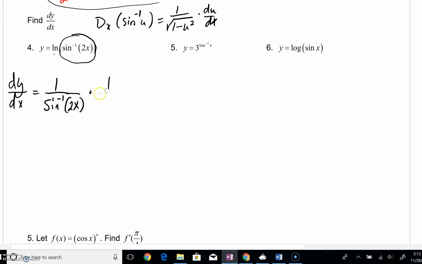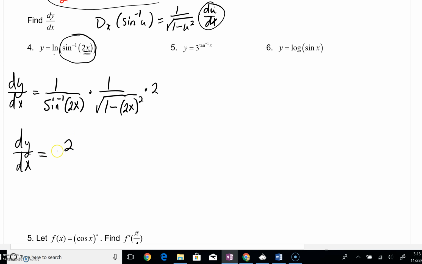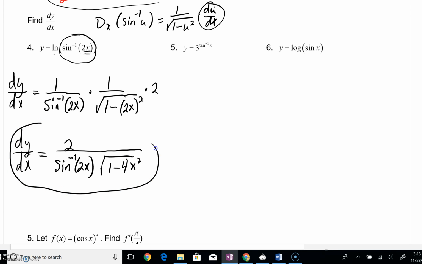So we're going to say this is 1 over the square root of 1 minus, well, whatever's inside of inverse sine. In this case, it's a 2x. That's your u. You're going to have that squared. Then we'll have our du dx. The derivative of our 2x is just going to be a 2. So as we clean this up, we'll have dy dx is going to equal, well, we can bring our 2 up here. We'll have inverse sine of 2x. And then cleaning up this radical down below, that would be 1 minus a 4x squared. So that's going to be number 4.